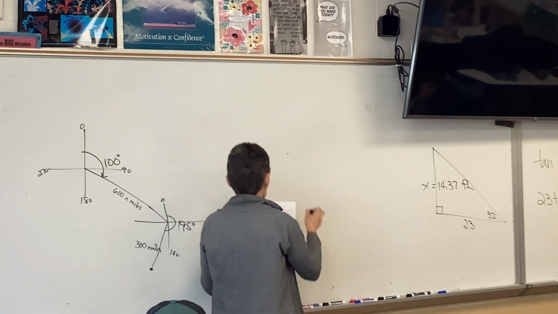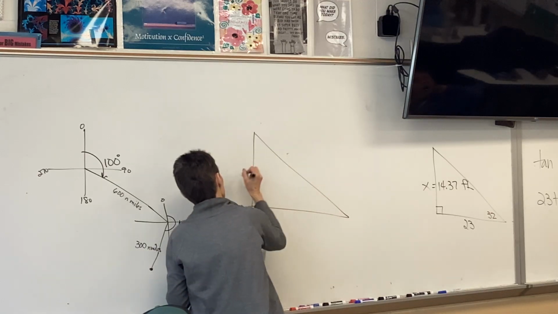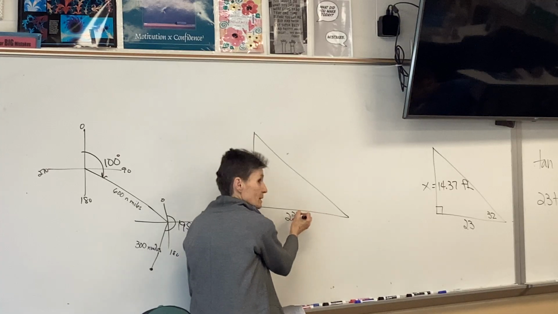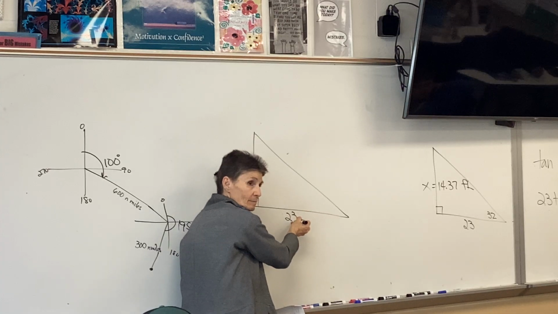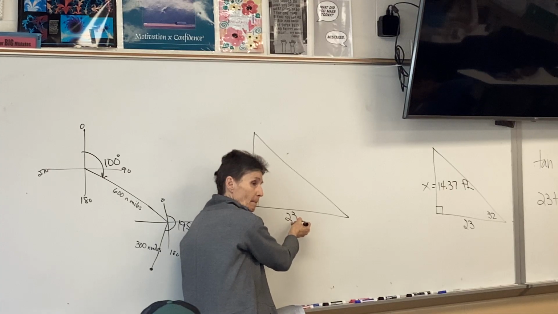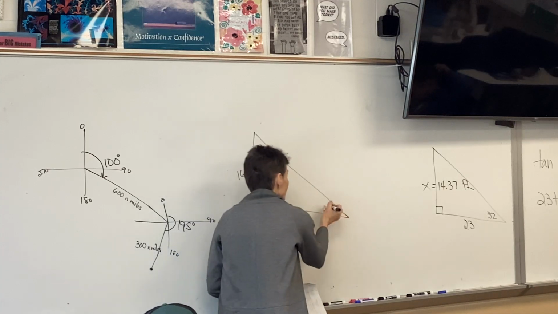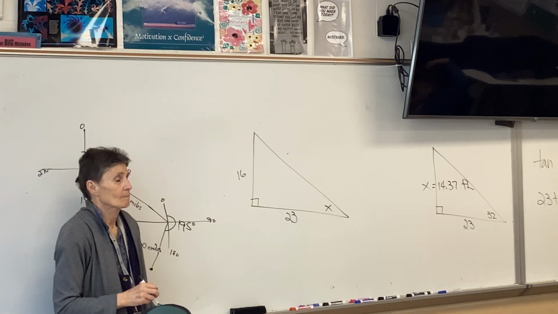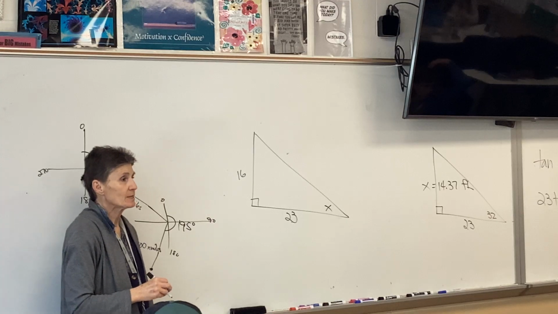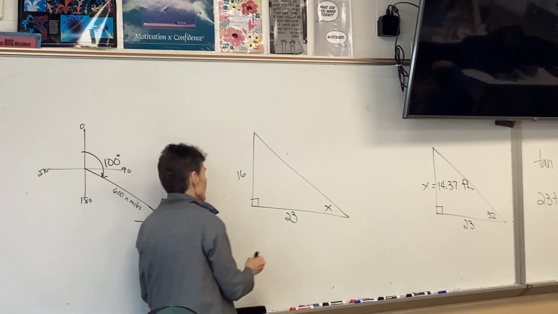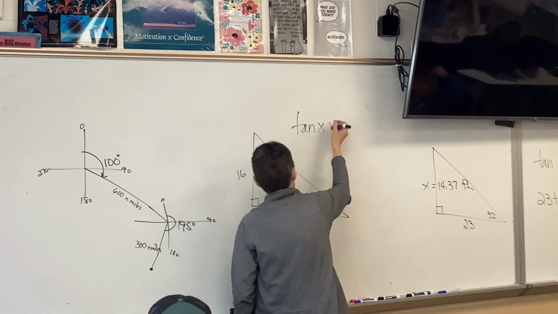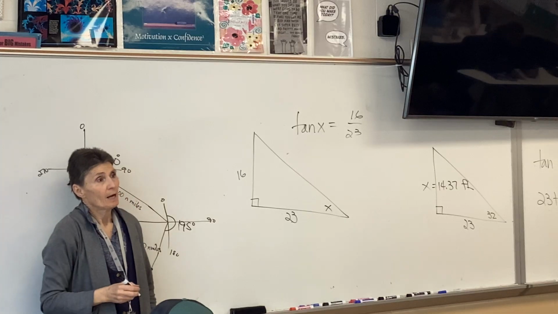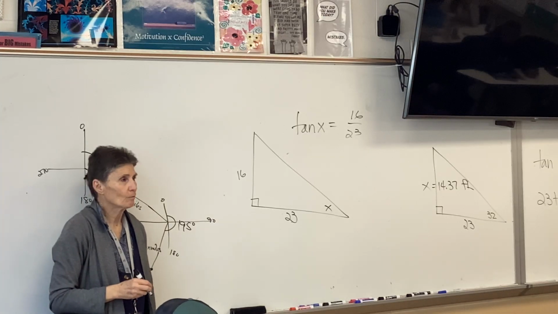Number 2, we have a 16-foot pole casting a 23-foot shadow on the ground. And we want to find the angle of elevation of the sun. Sine, cosine, or tangent? Tangent. So tan x equals 16/23, opposite over adjacent.